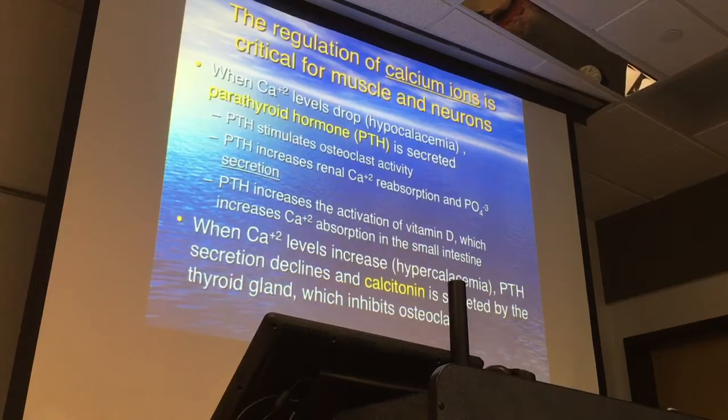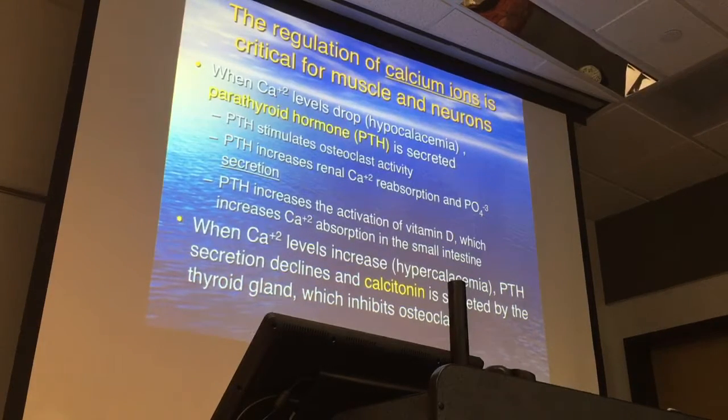Calcium levels in the blood are so important that your body is willing to sacrifice bone integrity to keep your muscles and your neurons working properly. So that's really, really important.